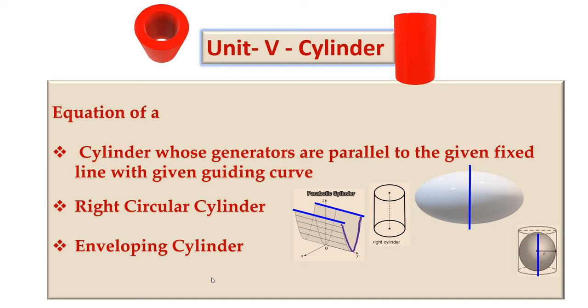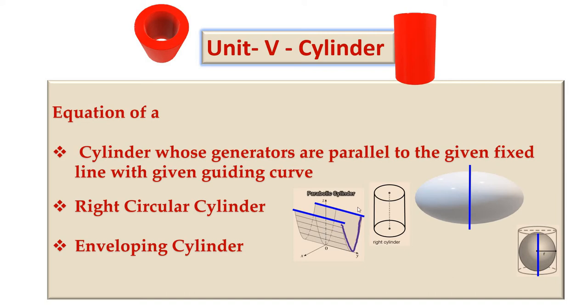In the last unit, that is unit 5, we discussed cylinders. In this unit, we will derive the equation of a cylinder whose generators are parallel to a given fixed line with a given guiding curve. And then we obtain the equation of the right circular cylinder and also the equation of the enveloping cylinder. Now, if we consider a parabola to be the guiding curve, then we have a parabolic cylinder.